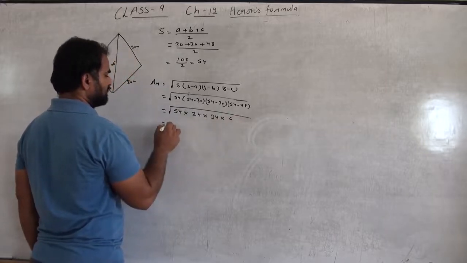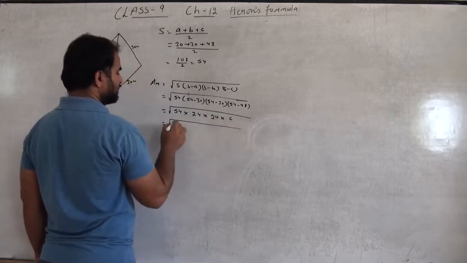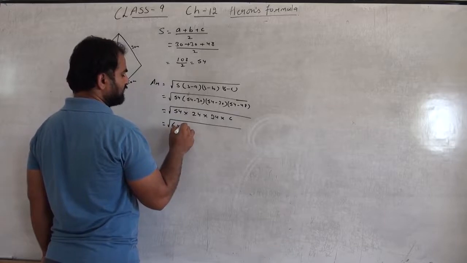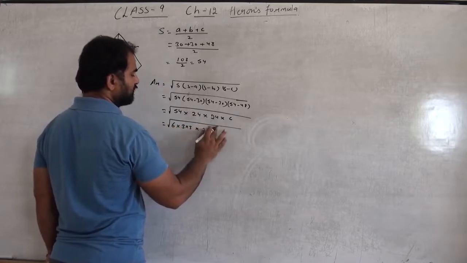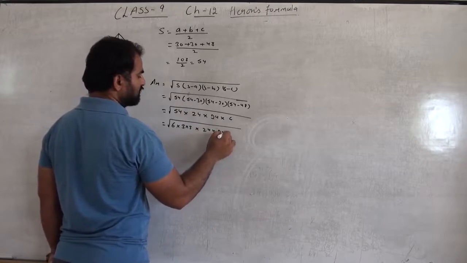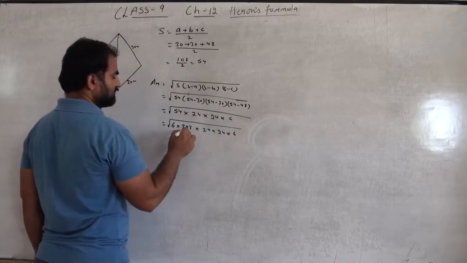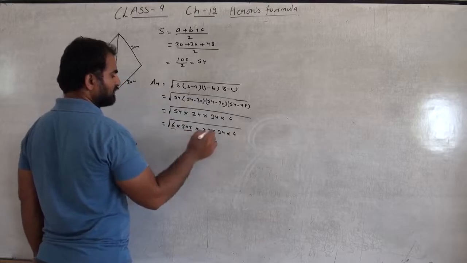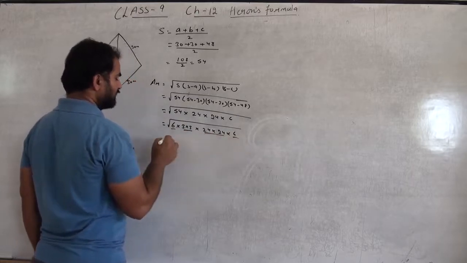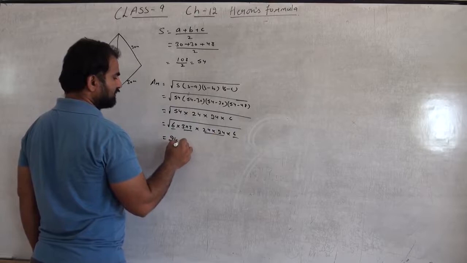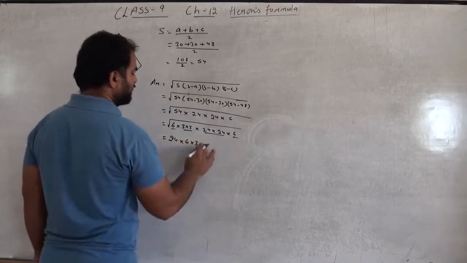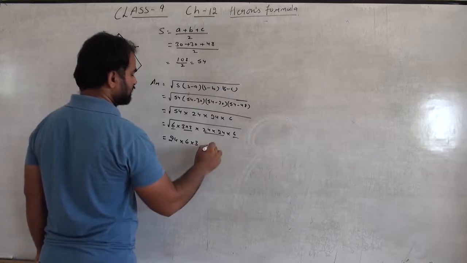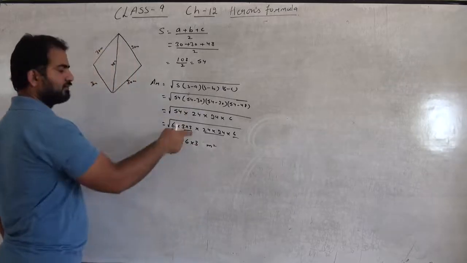54 is 6 into 9 and 9 is 3 into 3. 24, we have 2 times 24 and then 6. So we got a pair of 3, a pair of 6 and a pair of 24. So it is 24 into 6 into 3 meter square. This is the area of one triangle.